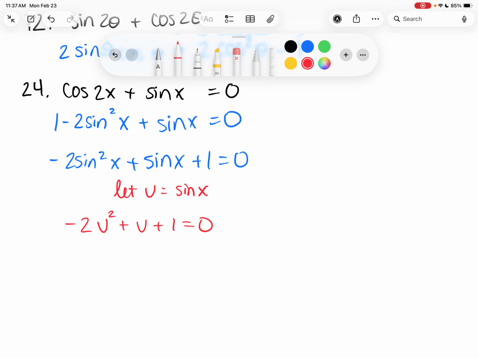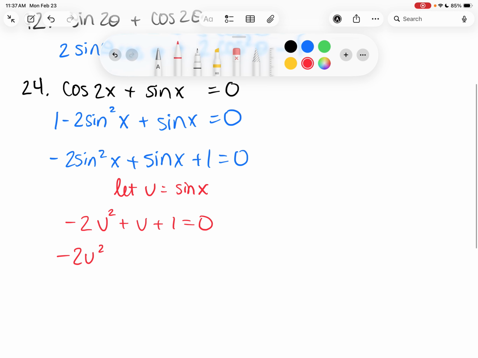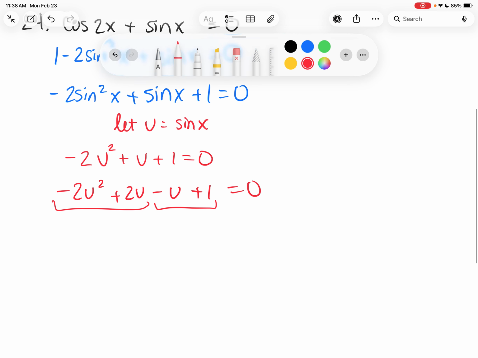2, negative 2. Have to use the AC method. This isn't anything special. 2u minus u. Yep. Then factor by grouping, and I would leave this in terms of u all the way down until I have finalized it and it's two parentheses, and then I would plug the sine of x back in.